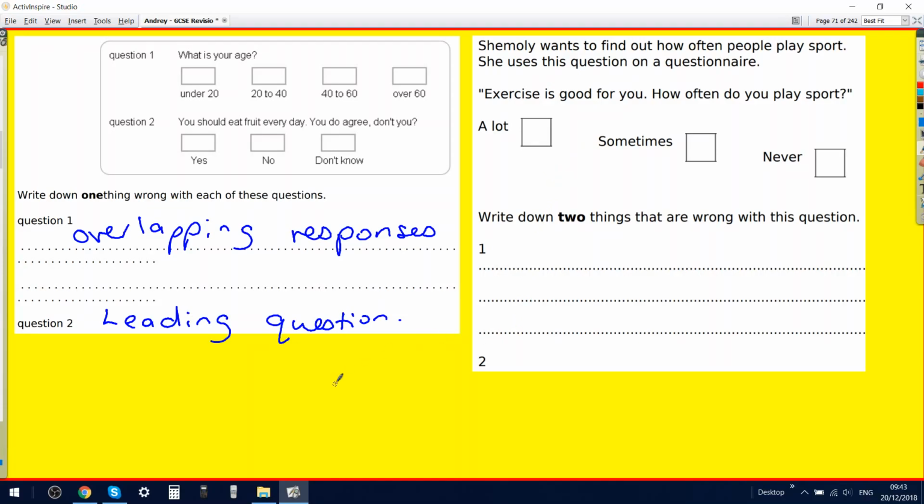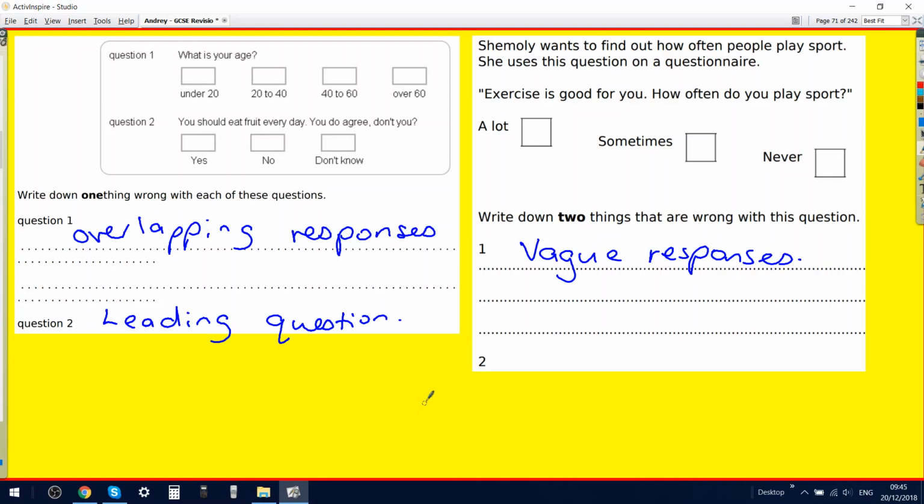How about the one on the right? Okay, so one thing is it's not specific enough, because a lot might not be a lot for someone else. Correct. The mark scheme says vague responses, but that means the same thing. They're not specific enough. I think the mark scheme uses these because they're the shortest answer a person can give, like overlapping responses, vague responses.